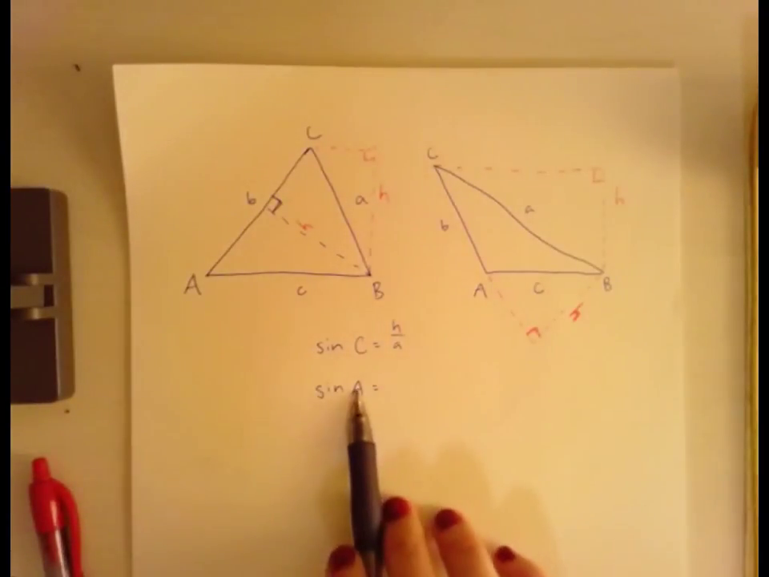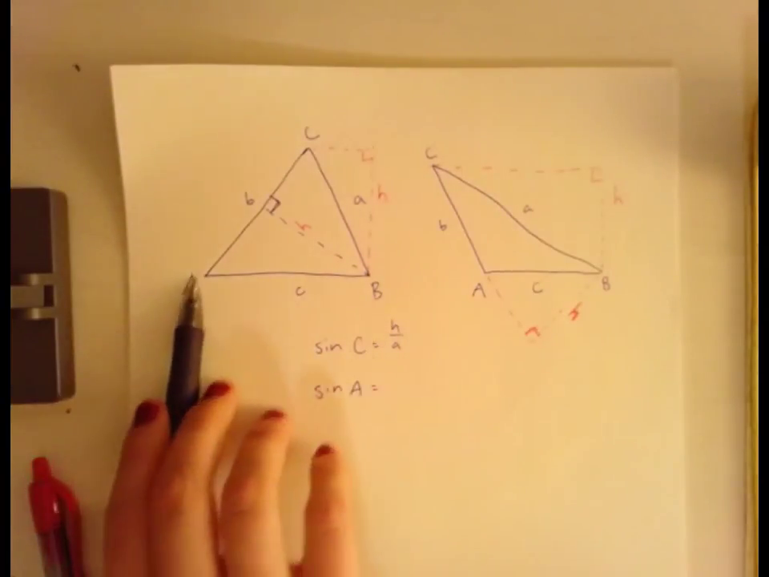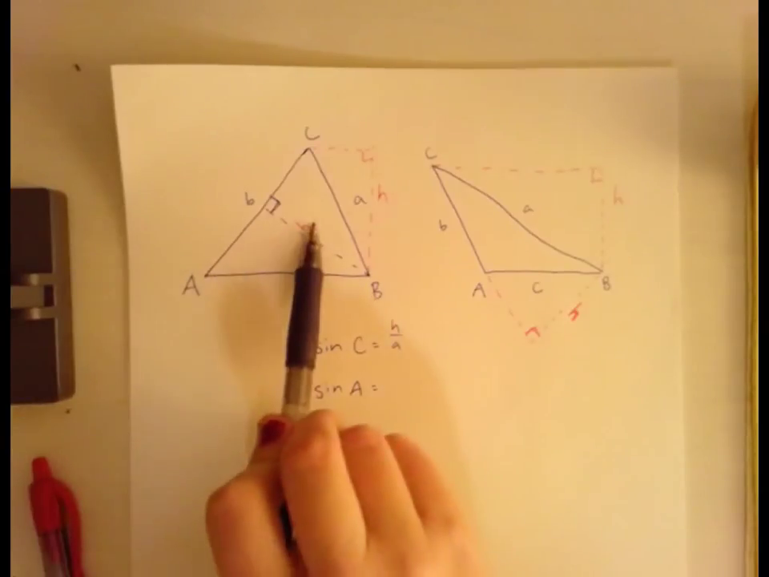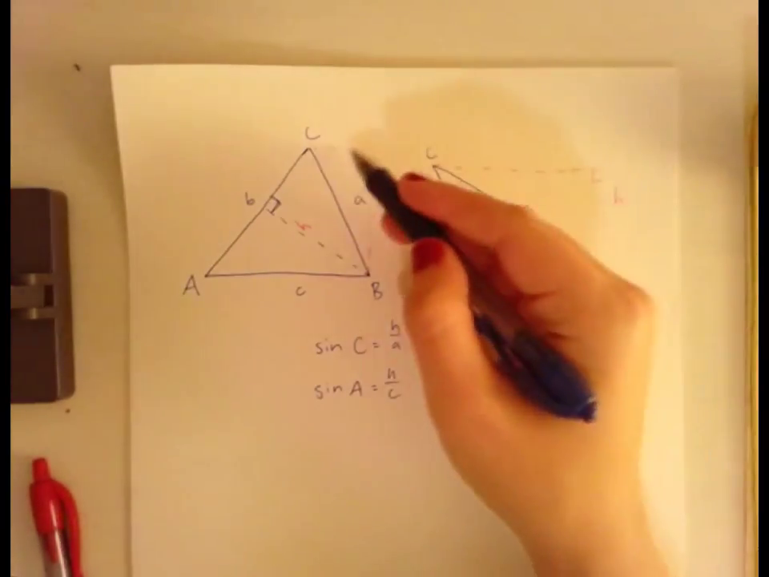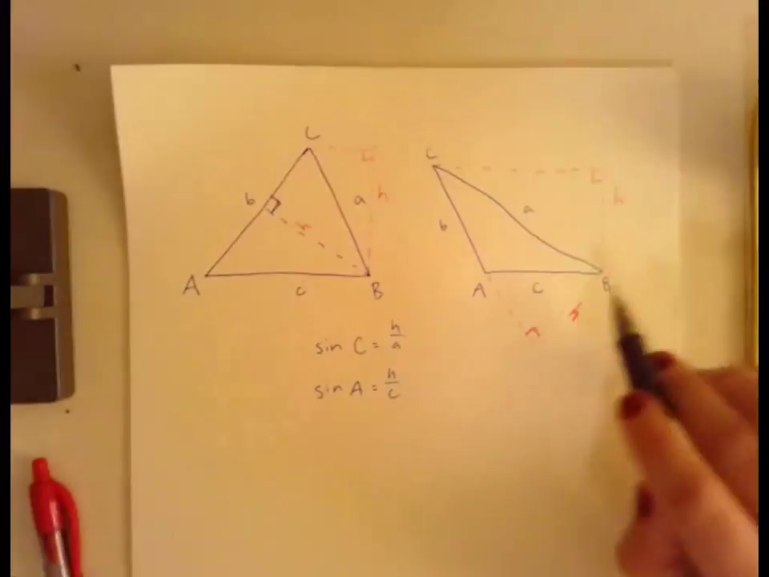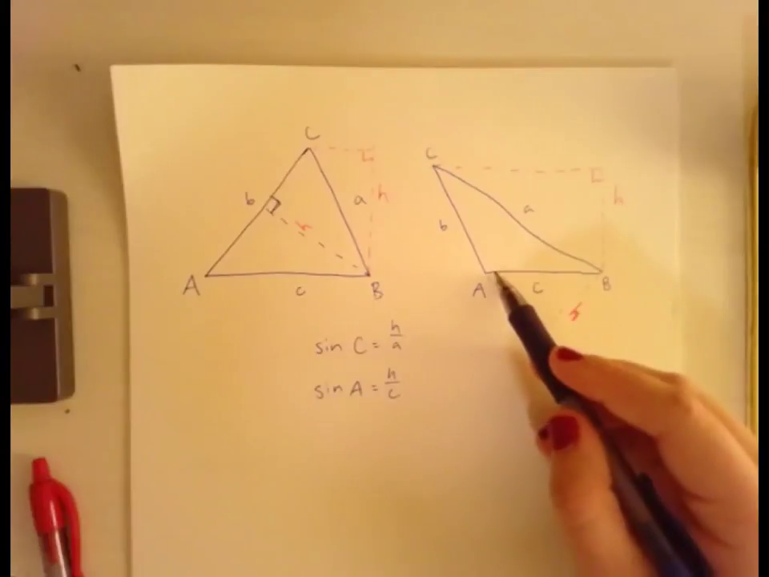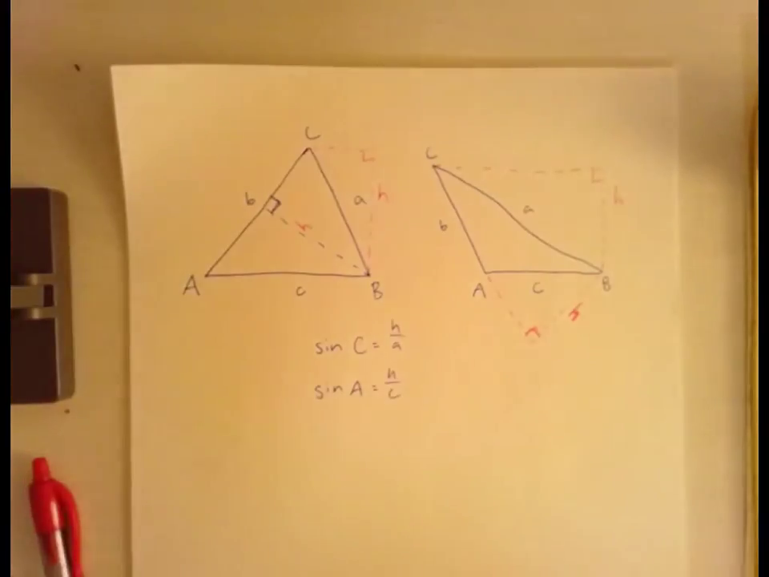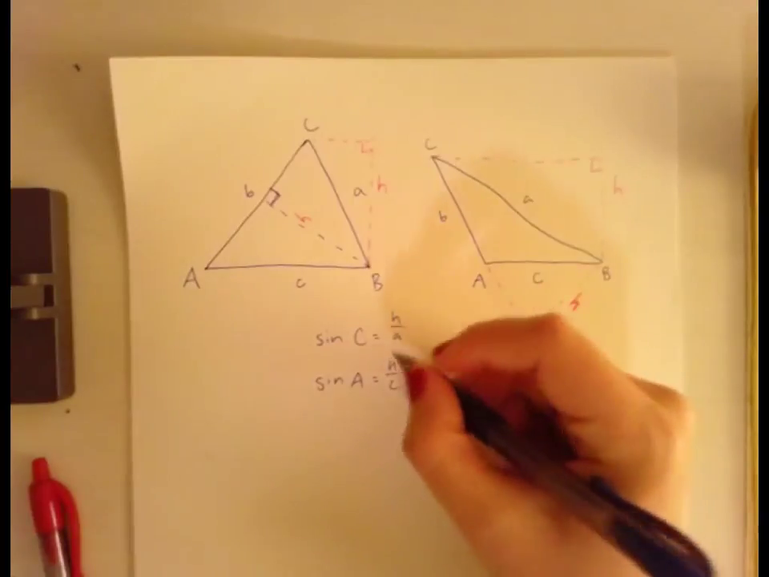And now I can see sine of A in both of these cases. When I take a look at angle A right here, sine of this is going to be the opposite side, H, over the hypotenuse, C. I suppose this wasn't necessary in the end. That's okay. And over here, in this right triangle at the bottom, angle A, the opposite is H over the hypotenuse C, H over C. And now what I'm going to do is what I did last time. I'm going to write out equations for H for both of these.